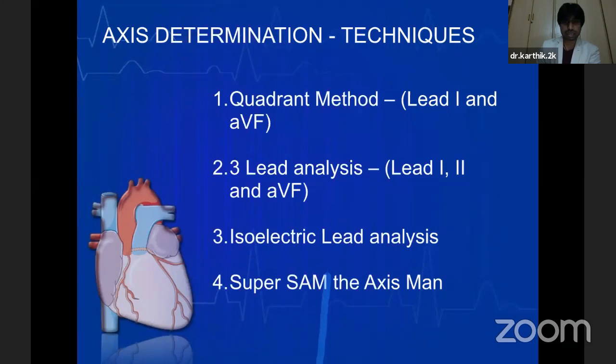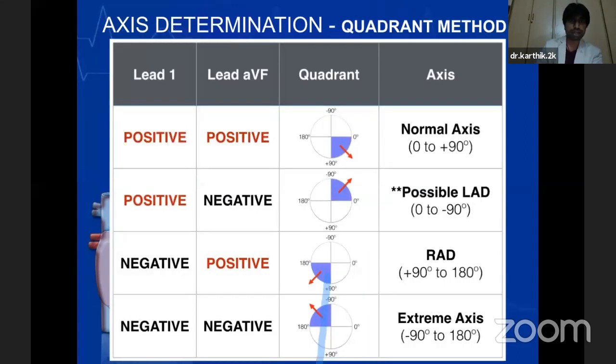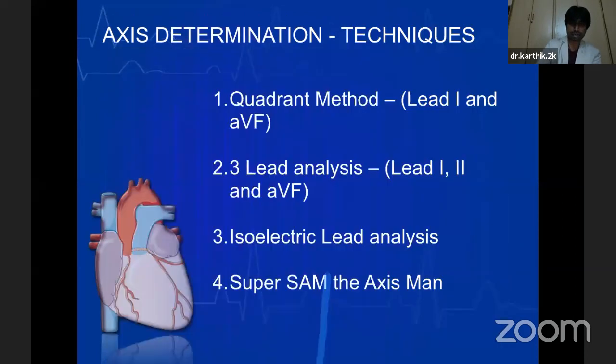And at the level of Pharm D, I would say that the first method, that is the quadrant method, is the easiest. If you can stick to that, the isoelectric lead analysis is also very easy. You can try that. Or the Super SAM method, if you find it amusing, yes, you can use that technique as well. So when we use the perpendicular leads, let's get back to the first one.